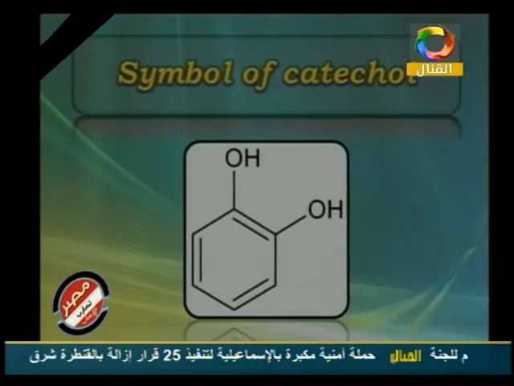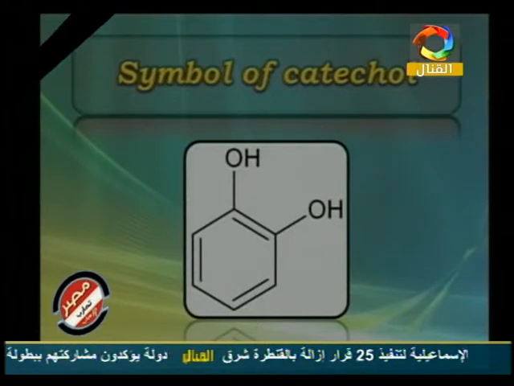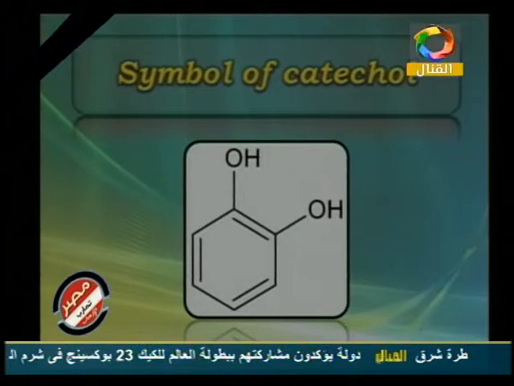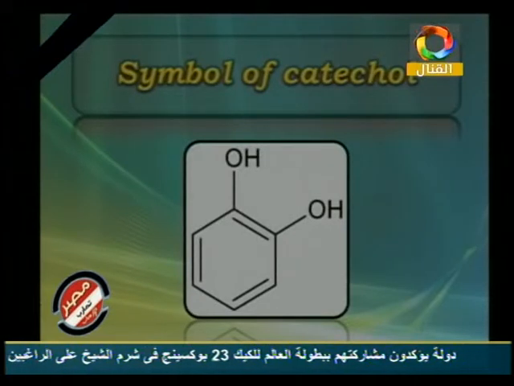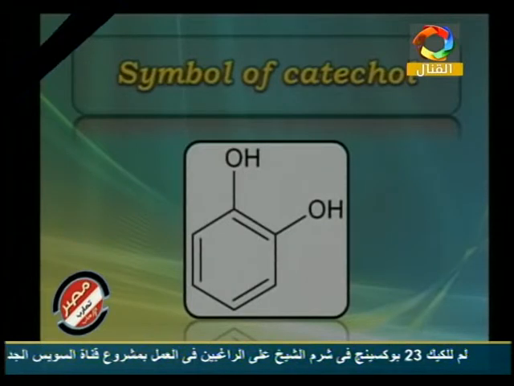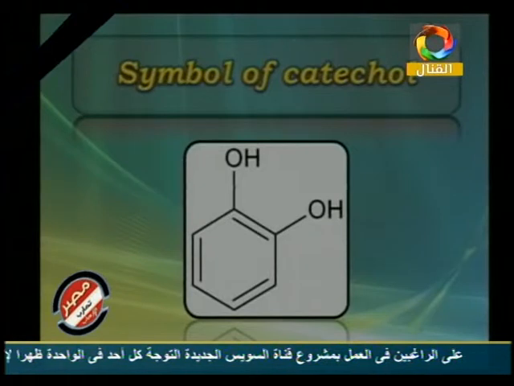So here the symbol of catechol is the benzene ring, and we have the carbon atom number 1 with OH, and another OH that replaced the hydrogen atom on the second carbon atom. This is called catechol, and catechol is a different type of phenol.